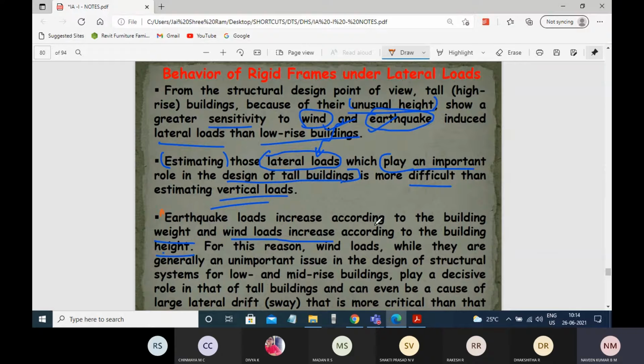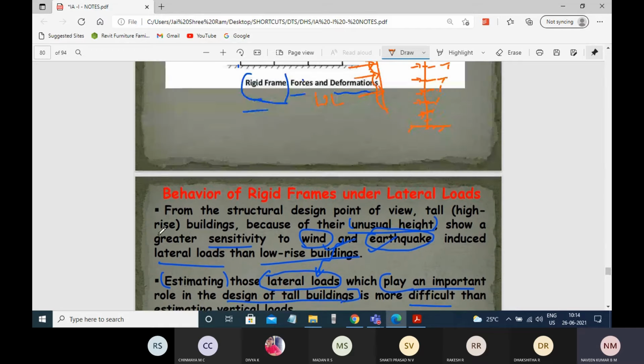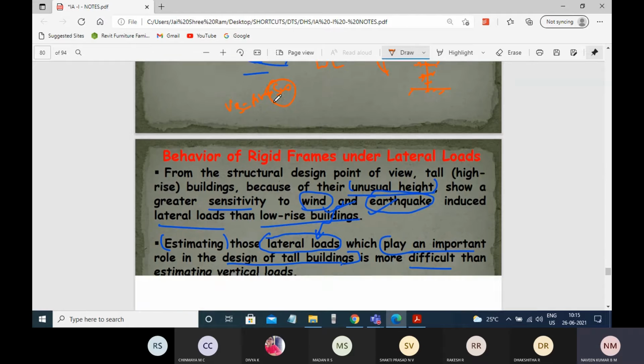Earthquake loads increase according to the weight of the building. In the typical floor, base shear equals what? Ah times the seismic weight. So if the seismic weight of this particular floor is higher than this one, then this will have the maximum lateral load, maximum when compared to the others. Whichever typical floor has the higher seismic weight will have the maximum lateral load.